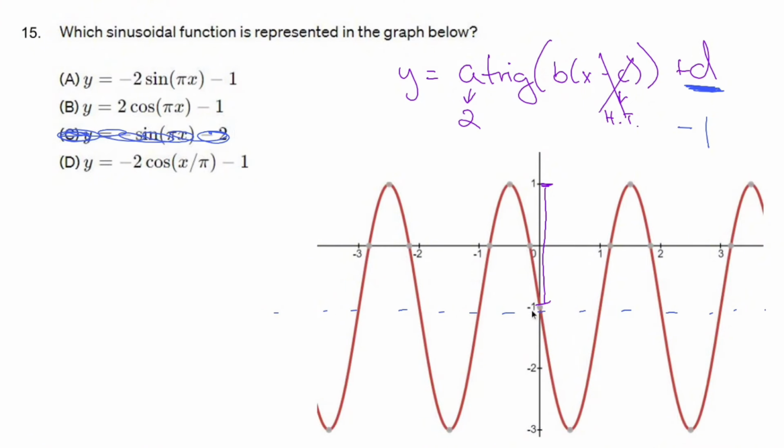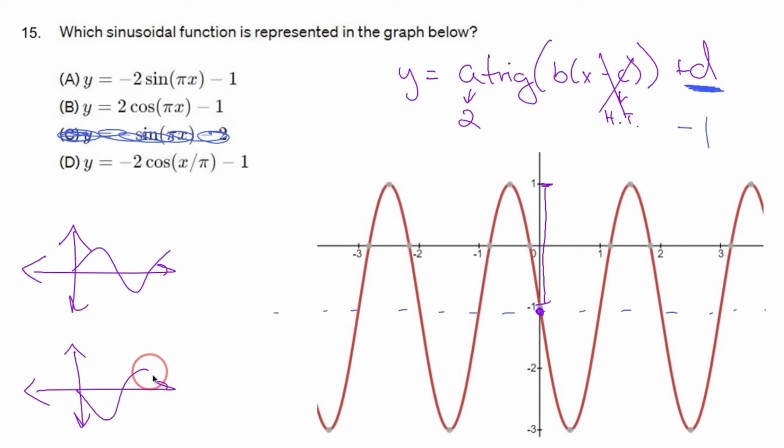So basically what's happening here is I'm starting right there and working my way down. Now sine, regular sine, when graphed, looks like this. This guy is the flipped version of it, where it looks like that. So if this is regular sine, then this is going to be negative sine. So the answer's got to be A.